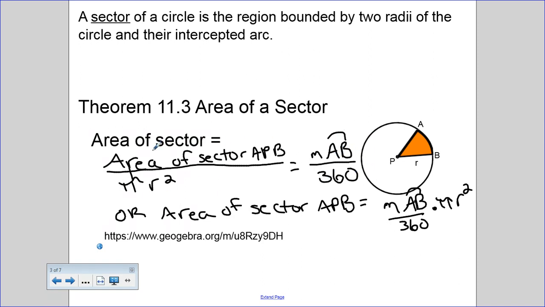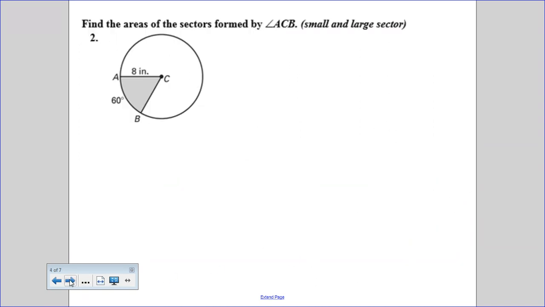It's this part that's different in that we're comparing areas instead of arc lengths. Now, you could also think of it as that the area of sector APB equals the measure of the arc AB over 360 times pi r squared. Okay, however you prefer to look at it.